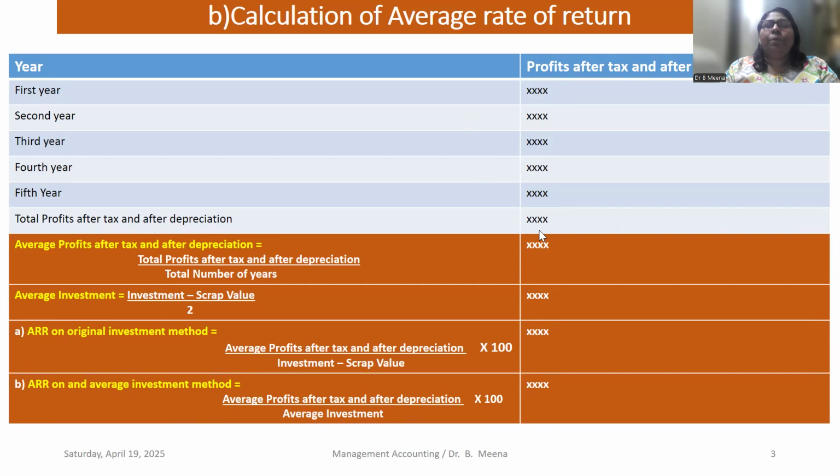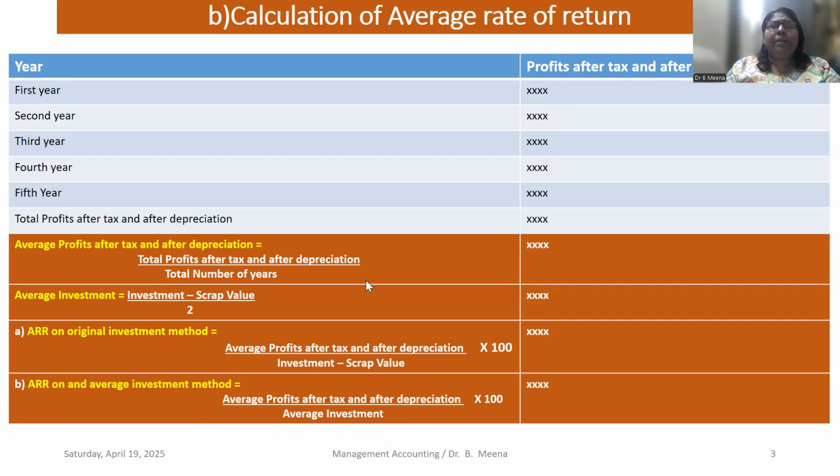Once you calculate the total profits after tax and after depreciation, calculate the average profit after tax. How to calculate it? That is total profits after tax and after depreciation divided by the number of years. In case you have 3 years of profit, divide by 3. If you have 4 years of profit, divide by 4. If you have 5 years of profit, divide by 5. That is the way to calculate the average profits after tax and after depreciation.